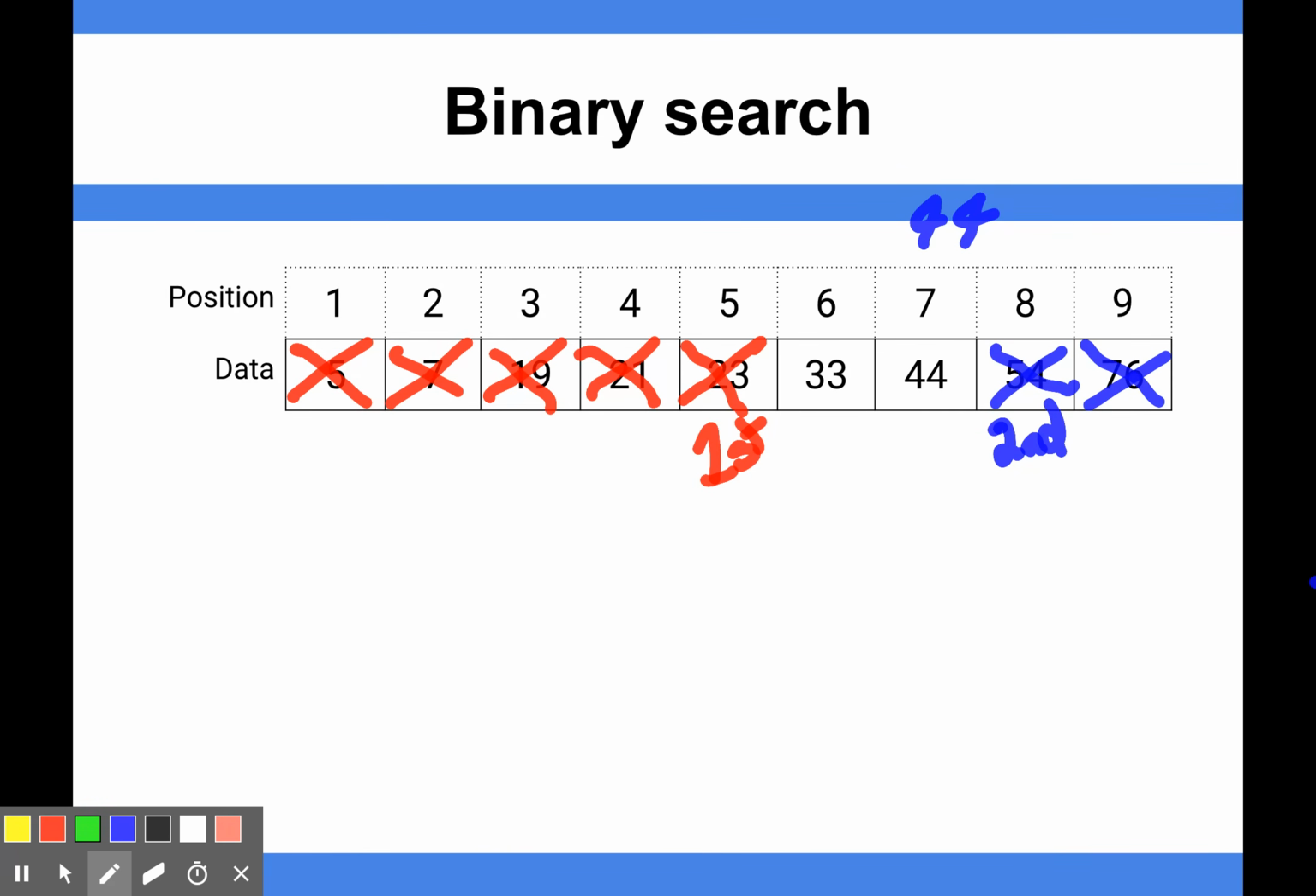So 2 plus 1 is 3. Divided by 2 is 1.5. So I'd look at position 2 because it always rounds up. And 44 is the number I'm looking for. So in only 3 items, I've looked at 3 items of data and searched through 9. So you can start to see why the binary search is quite good.